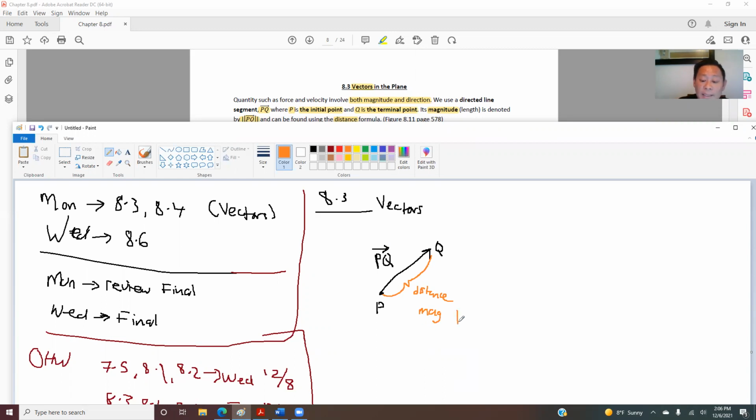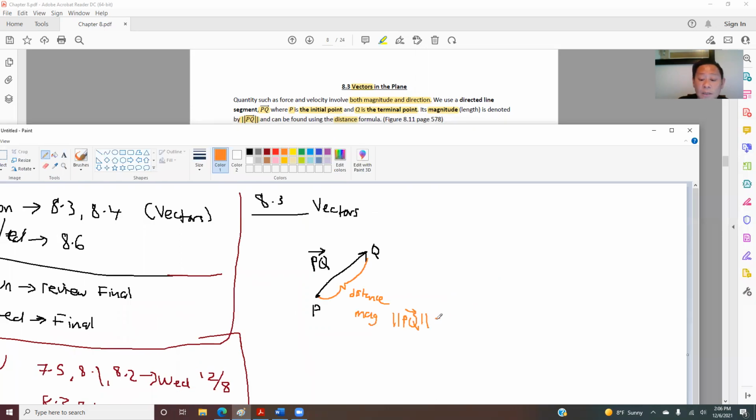And how do we symbolize this? It is the double absolute value PQ, like that. So this is called the magnitude. And in order for us to find the magnitude, we use the distance formula. The distance formula is the square root of x2 minus x1 squared, plus y2 minus y1 squared. As you know, this is all going to be coordinates. So this will be your x1, y1, and then this will be x2, y2. So in order for you to find the distance, or the magnitude as we call it. Now, the direction, we'll talk about that later on.